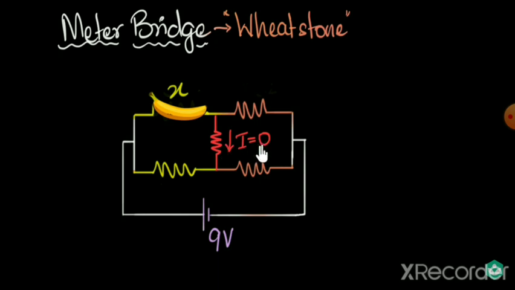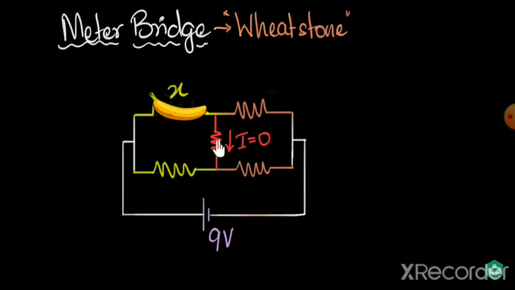Now when that happens, you know for sure that this network is balanced, and therefore the ratio of these 2 resistances must be exactly equal to this ratio. And then I can just equate and calculate, because I know the values of these 3. And that's the principle behind the meter bridge.